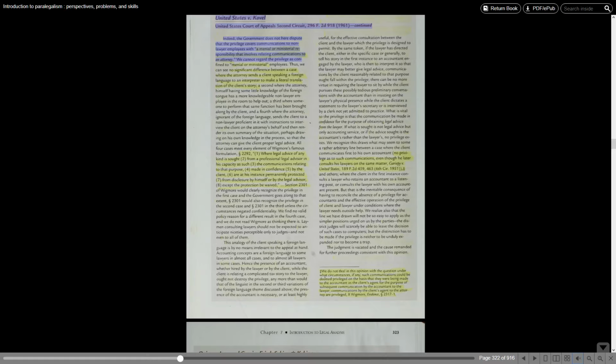918, 1961. Continued. Indeed, the government does not here dispute that the privilege covers communications to non-lawyer employees with a menial or ministerial responsibility that involves relating communications to an attorney. We cannot regard the privilege as confined to menial or ministerial employees.